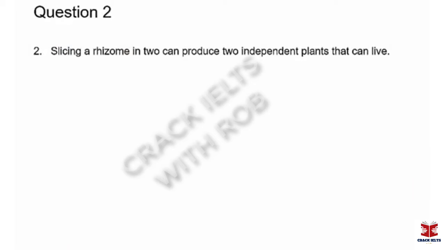Okay, question 2. Slicing a rhizome in two can produce 2 independent plants that can live. A couple of key ideas here. The plants have to be able to live after you cut them, so they have to be independent after cutting them in two. And we're talking about this act of slicing. One of our key clues here is the rhizome. The word rhizome is mentioned a couple times, but there is a sort of definition of it where they talk about rhizomes and ramets.